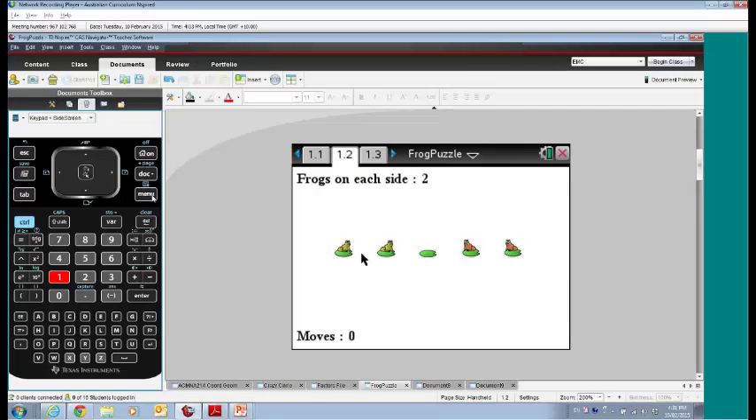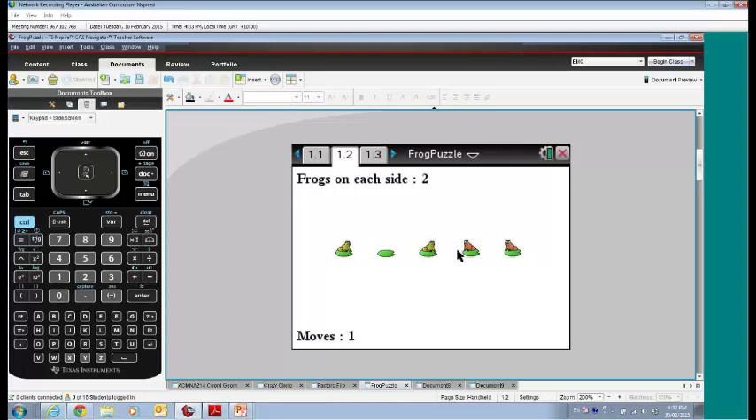Now, students can either use a calculator to do this, or they can use coins, dice, whatever manipulatives you want to use as representing the frogs. And this time I'm going to make sure I solve the problem, and I'm just clicking on the frog. And you notice down the bottom left corner of the screen that it's actually counting the moves for us.